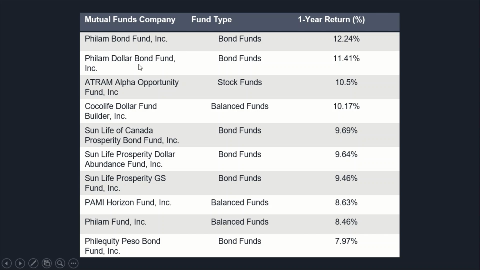Bond Fund, PhilAm Dollar Bond Fund, Atram Alpha Opportunity Fund, which is a stock fund. By the way, na-categorize naman kung anong klase siya, no? So, the first two are bond funds and then followed by a stock fund. Coco Life Dollar Fund, which is balance funds. Sun Life Bond Fund. Sun Life Prosperity Dollar Abundance Fund, also a bond fund. Sun Life Prosperity GS Fund. PAMI Horizon Fund, PhilAm Fund, and Phil Equity Peso Bond.